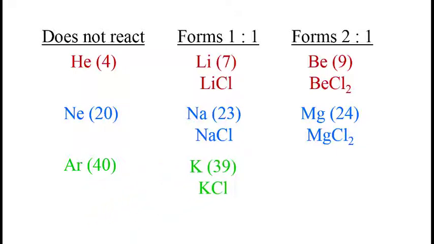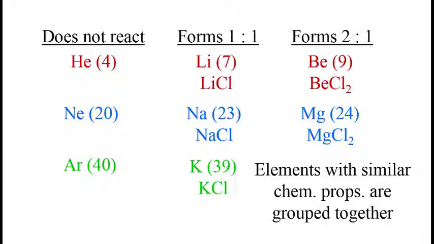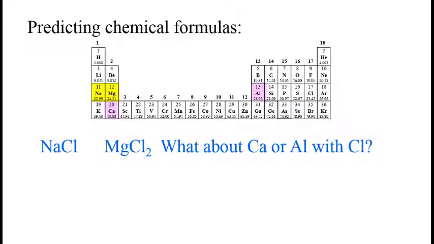What Mendeleev did is the same thing we do today in our periodic table. Elements with similar chemical properties are grouped together. The fact that chemical formulas change in a predictable fashion allows us to make some predictions of chemical formulas of compounds. Here are the top few rows of the periodic table.